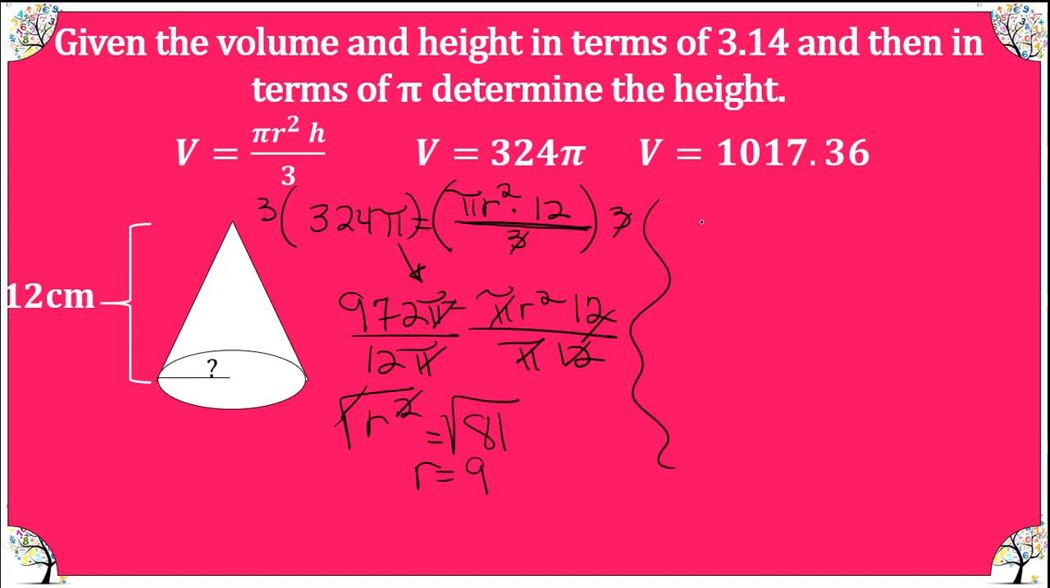Now let's do it in terms of 3.14. The volume V is 1,017 and 36 hundredths. We set it equal to 3.14 times some radius squared times the height of 12 divided by 3. Again, we're solving for R. Let's multiply both sides times 3.